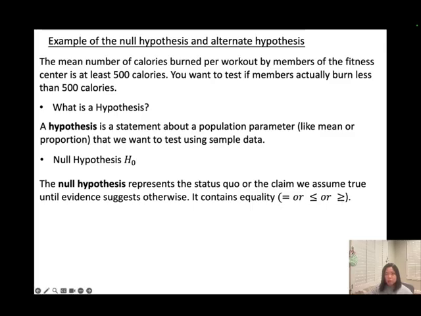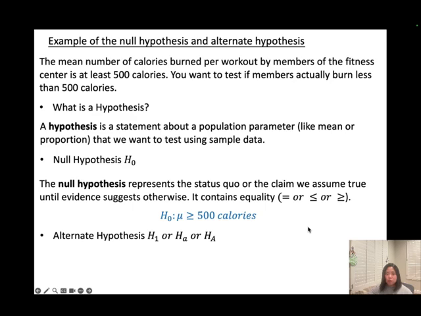For our example, look at the claim statement one more time. Mean number of the calories. So we need to decide which population parameter we are working on. You can see there's a mean here. And then they talk about the calories burned is at least 500 calories. So for my null hypothesis, the population parameter is the mean, and at least means greater than or equal to 500 calories. Okay, we do have the null hypothesis.